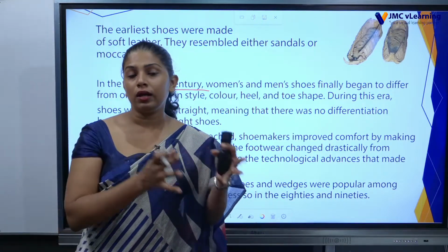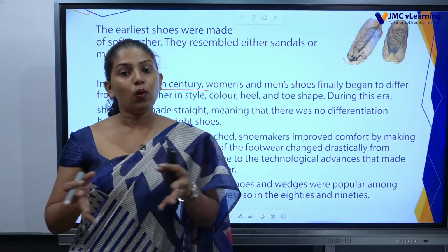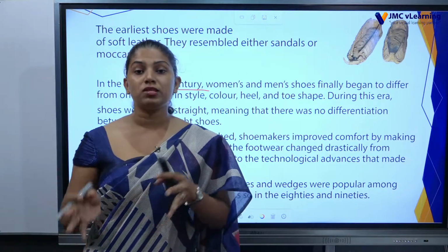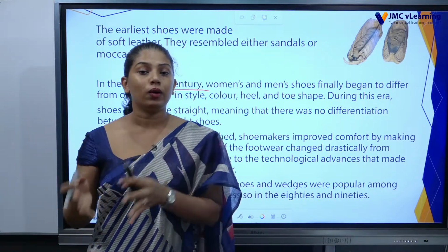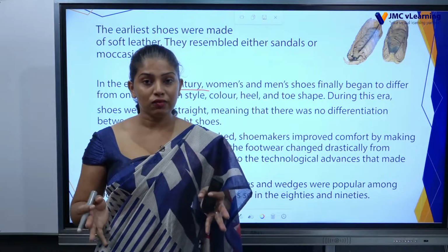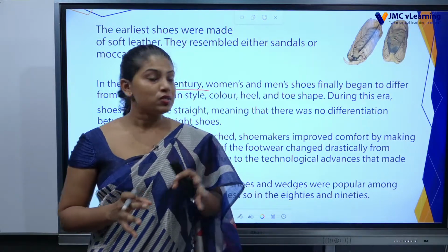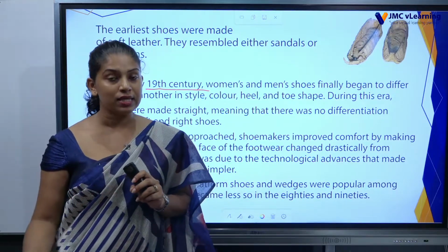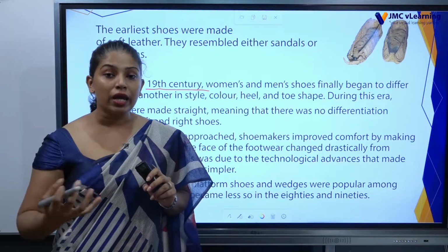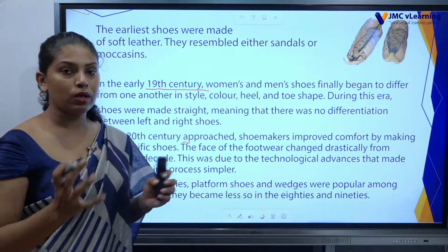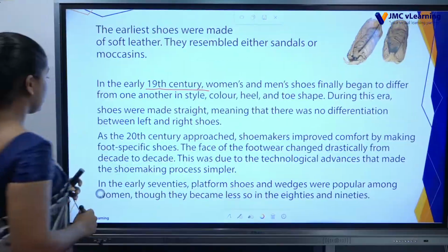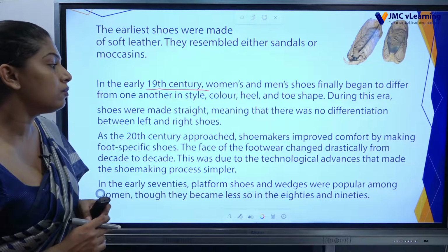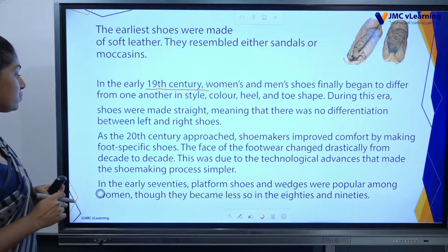Not only that, it says here, earlier they have worn the same shoe, that means no different shapes for left and right legs. Both shoes are the same. But we know now when we are wearing a shoe, it differs from the left side. We can't wear the right one on the left leg. So it gives the shape of the leg. So later on people found that difference between our legs and they changed the shape of the pair of shoes.